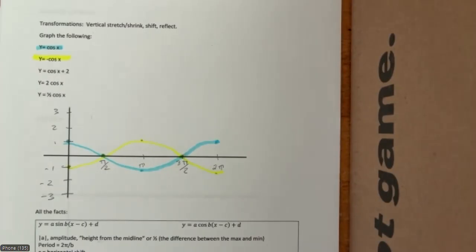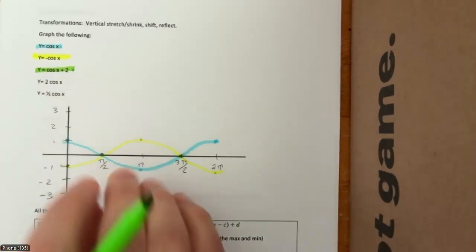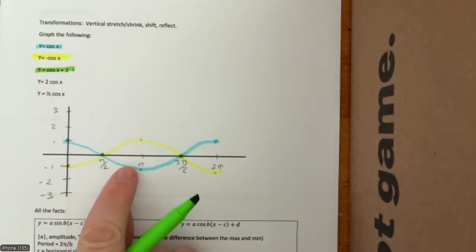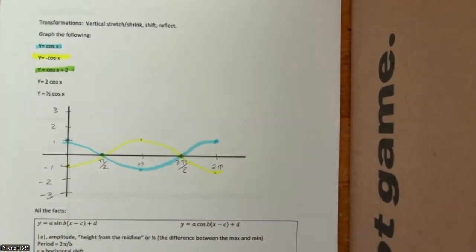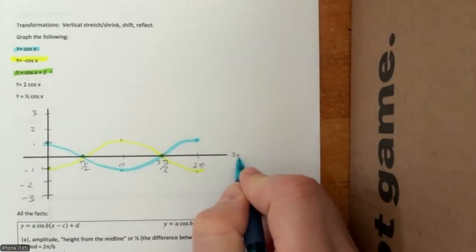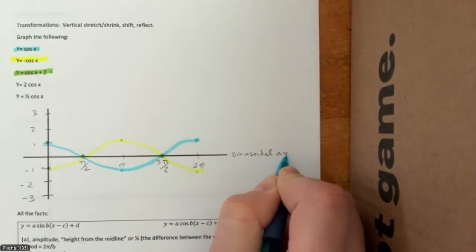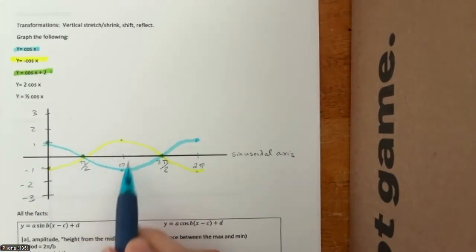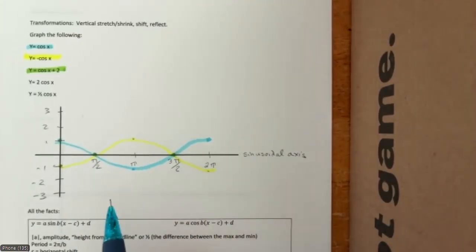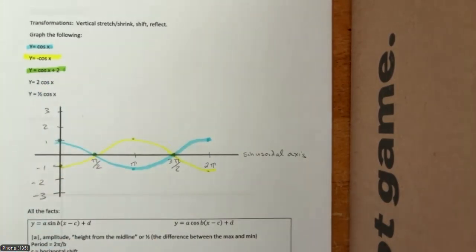Then let's look at this one. The +2 is a vertical shift. That means the entire blue graph is going to just be picked up and plunked down 2 units higher. Now let's talk about a definition here. This is called the sinusoidal axis. It is the horizontal line about which these functions are symmetric. So the sinusoidal axis for this green function is going to get moved up 2 units.